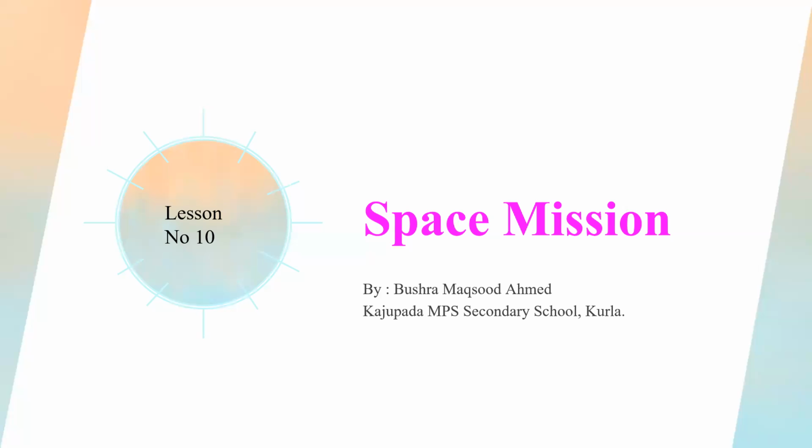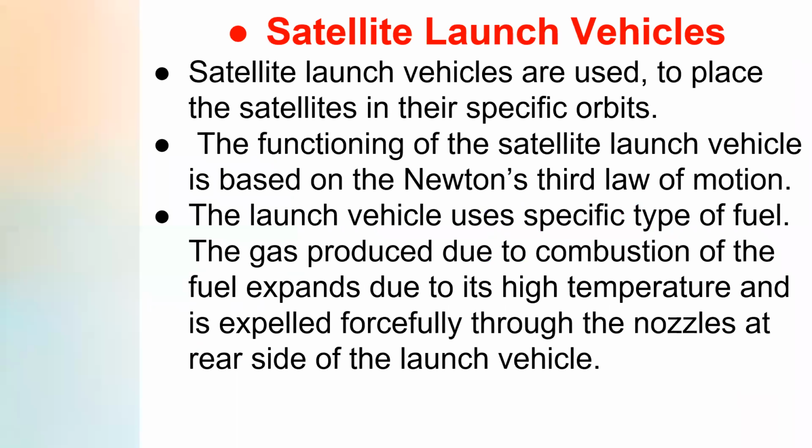Okay, students. Which chapter are we learning? Lesson number 10, that is Space Mission. Till here, students, we have learned about different types of orbits. Number one was higher Earth orbit, second was middle Earth orbit, and the last one was lower Earth orbit. On the basis of the functions of the satellite, why they are placed in which orbit, everything we have discussed in this chapter.